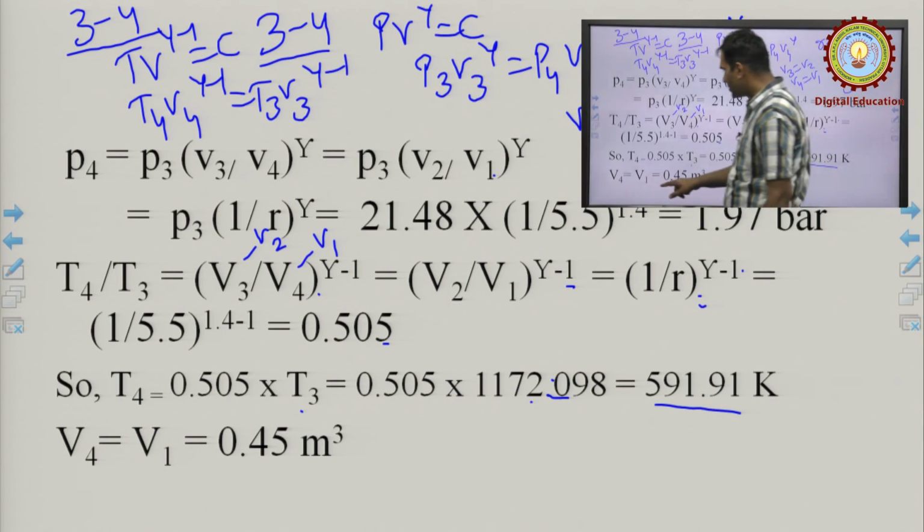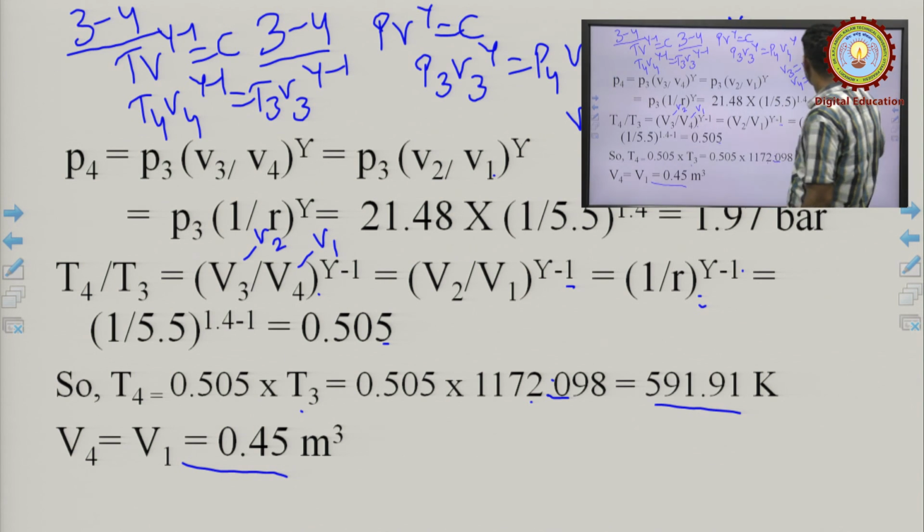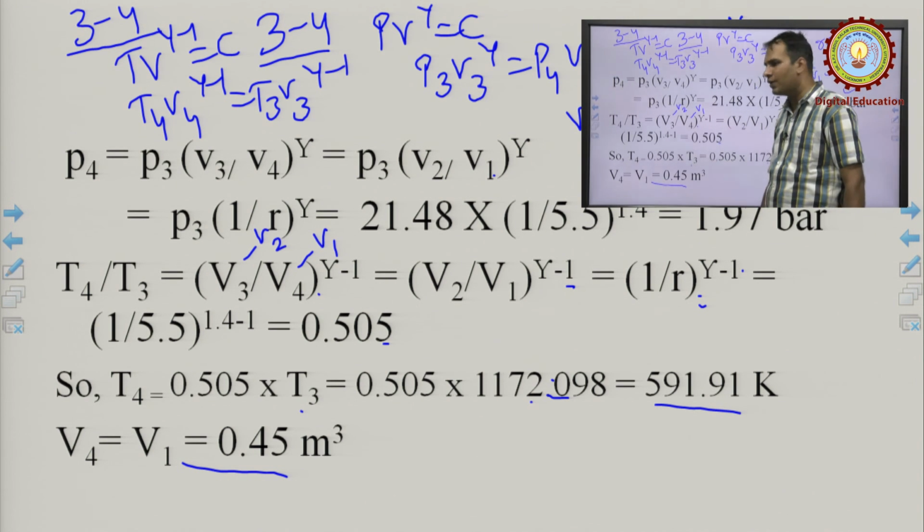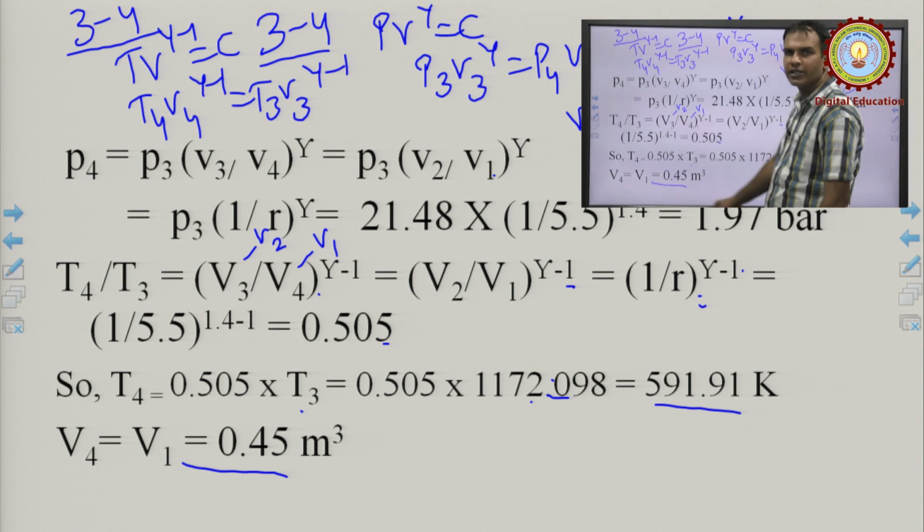V4 is equal to V1, and V1 is 0.45, so that value will be equal to V4 also, because 4 to 1 is an isochoric process.